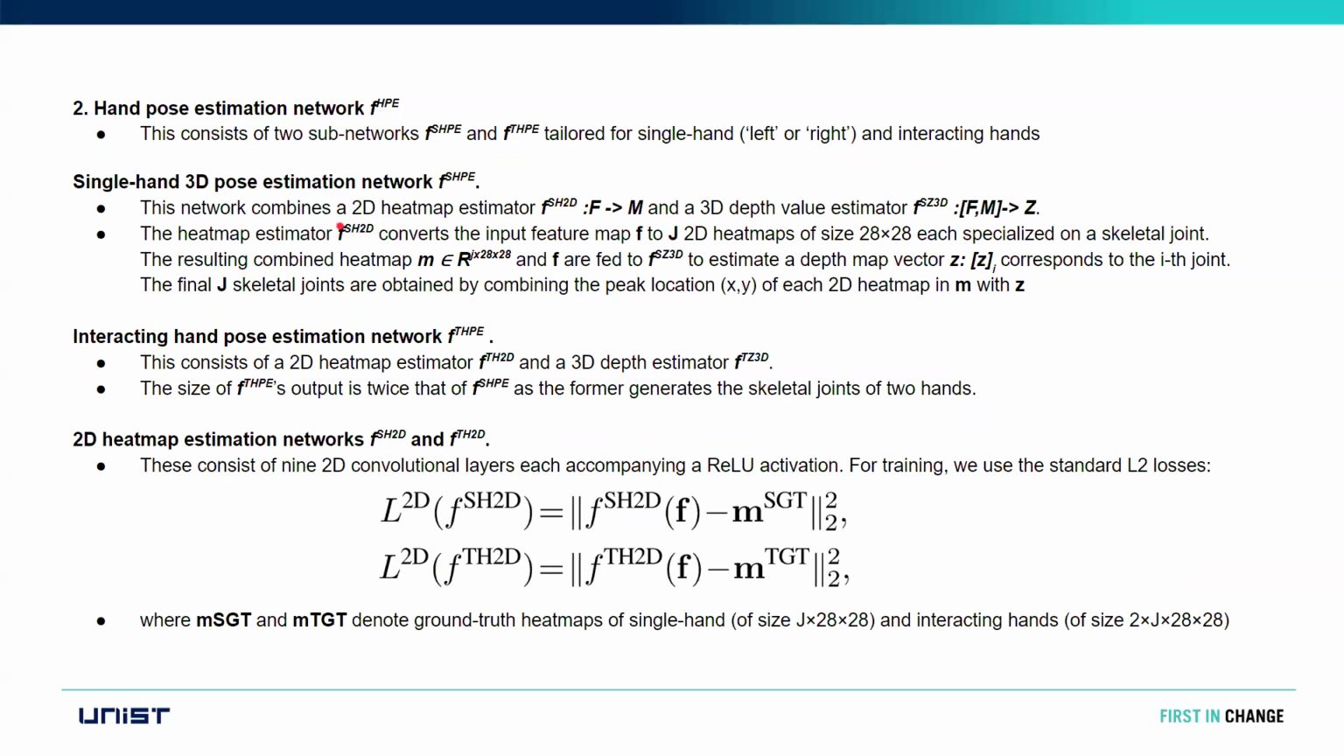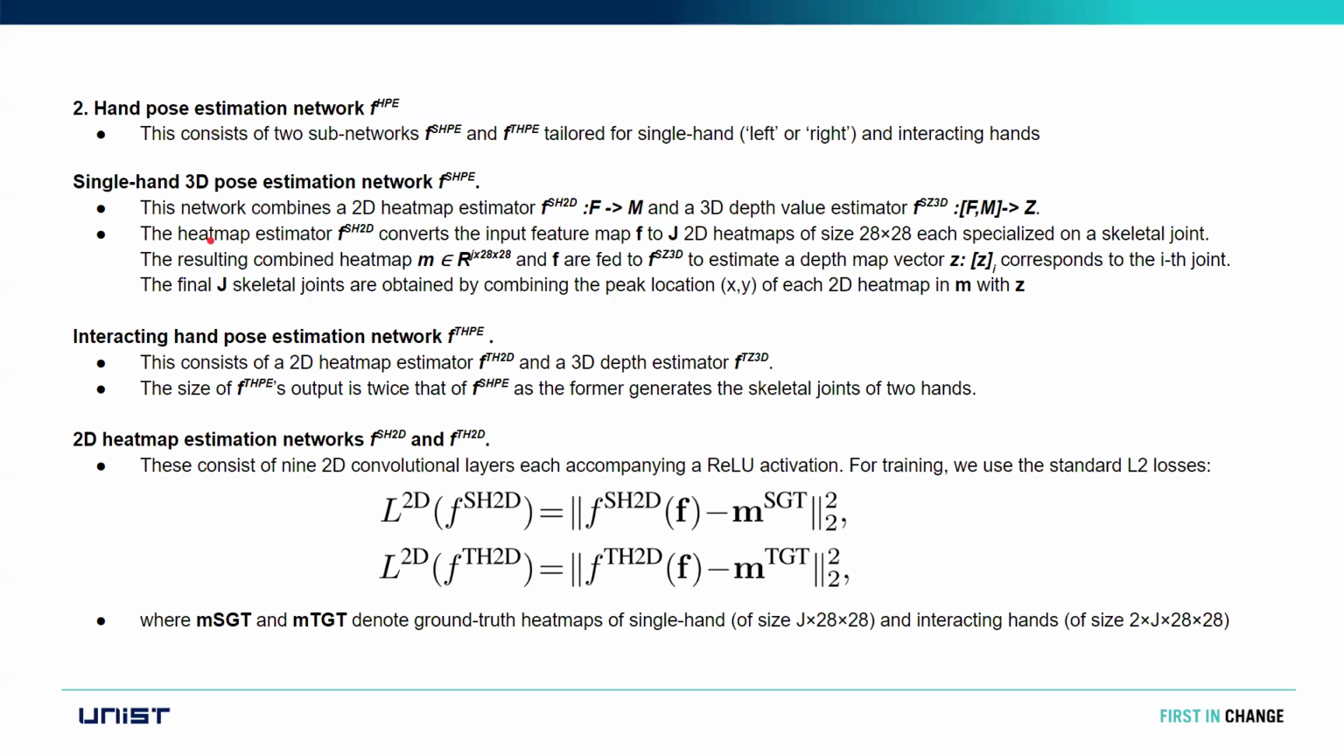In the case of pose estimation, it consists of two subnetworks. As we said, the first detection stage divides the hands into single or interacting, and then they have two pose estimation subnetworks, one for single hands and the other for interacting hands. The single hand 3D pose estimation network combines a 2D heat map estimator and a 3D depth value estimator. There is more information about how it works.